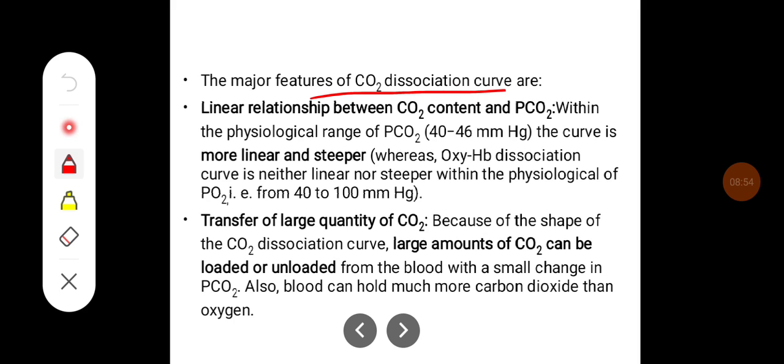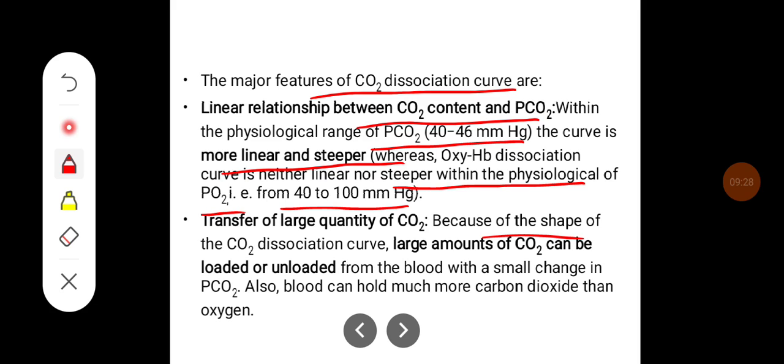The major feature of the carbon dioxide curve is the linear relationship between carbon dioxide content and PCO2. Within the physiological range of PCO2, that is between 40 to 46 mmHg, the curve is more linear and steeper, whereas the oxyhemoglobin dissociation curve is neither linear nor steeper within the physiological limits of PO2 from 40 to 100 mmHg. Transfer of a large quantity of carbon dioxide can occur because of the shape of the carbon dioxide dissociation curve. So large amounts of carbon dioxide can be loaded or unloaded from the blood with a small change in the PCO2. Also, blood can hold much more carbon dioxide than oxygen.